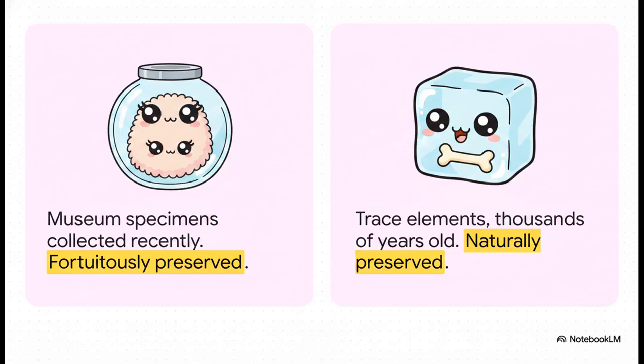There is a very distinct difference between historical DNA, or hDNA, and ancient DNA, which is aDNA. Ancient DNA refers to those trace elements that are thousands to even 1,000,000 years old, naturally preserved in places like the permafrost. Historical DNA, on the other hand, comes from museum and herbarium specimens that were fortuitously collected by humans over the last 200 years. We're talking traditional voucher specimens just sitting on dusty shelves that were never, ever intended for DNA sequencing.